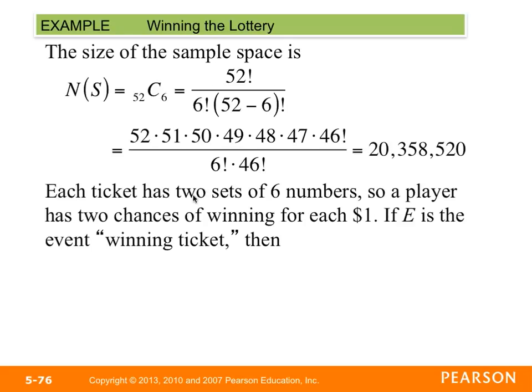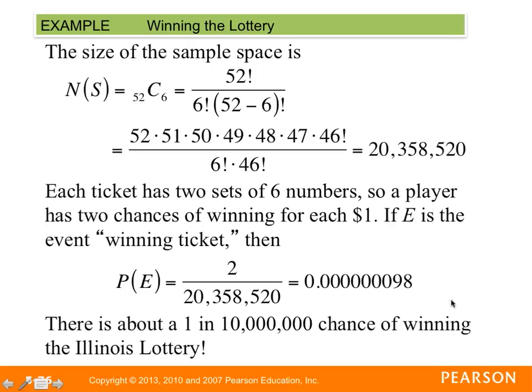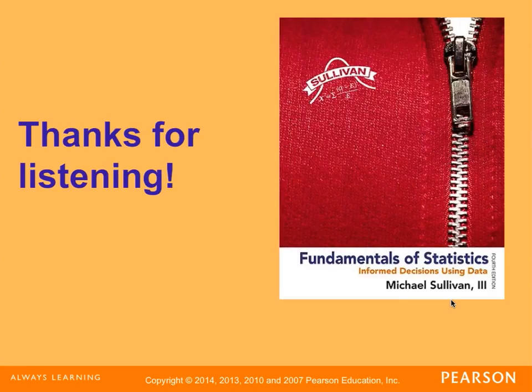Now each ticket has 2 sets of 6 numbers, so a player has 2 chances of winning for each $1, if the event E is a winning ticket. So we would take their 2 chances and divide them by the 20 million, and you get 0.00000098 as your probability of winning. So very, very small. The more tickets you buy, the larger your numerator is going to get, so the larger this number gets. That's about a 1 in 10 million chance of winning the Illinois lottery, for 1 ticket. If you buy 2 tickets, you'd have a 2 in 10 million chance. If you buy 10 tickets, you'd have a 10 in 10 million chance, or a 1 in a million chance.